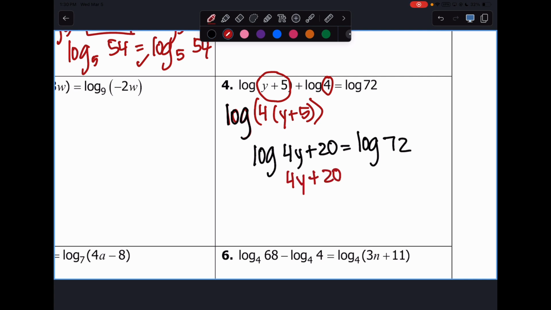4y plus 20 equals 72. Subtract 20, 4y equals 52. So y must equal 13.